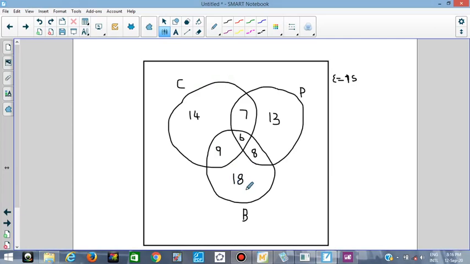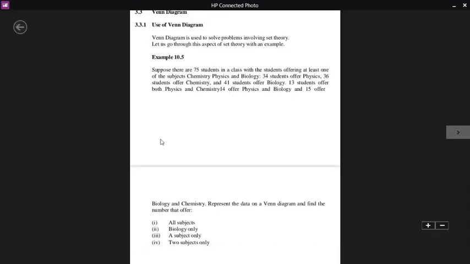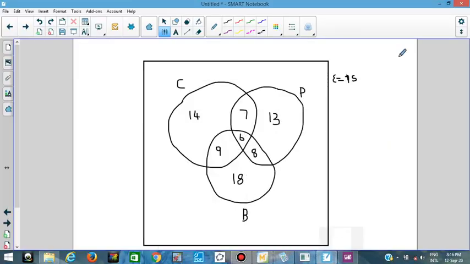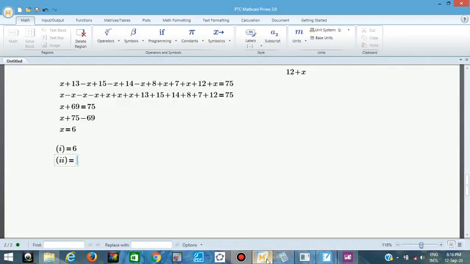They only did biology. They are 18. See, 9 did chemistry and biology. 6 did everything. 8 did physics and biology. So only 18 did only biology. So the answer for the second one, only biology, is 18. So you put it there in your solution page, that is 18.